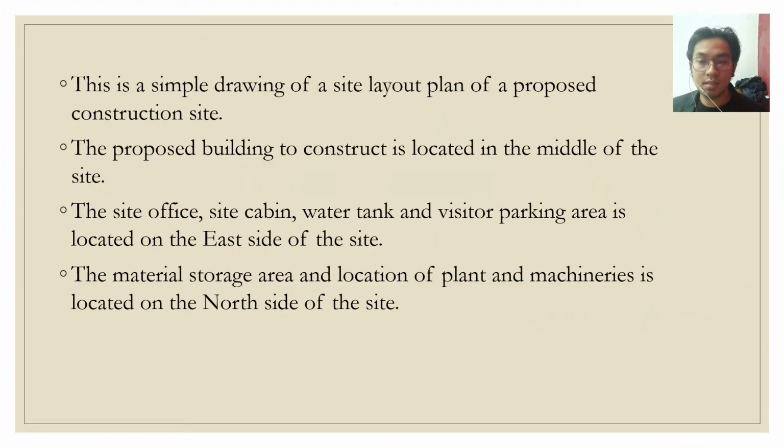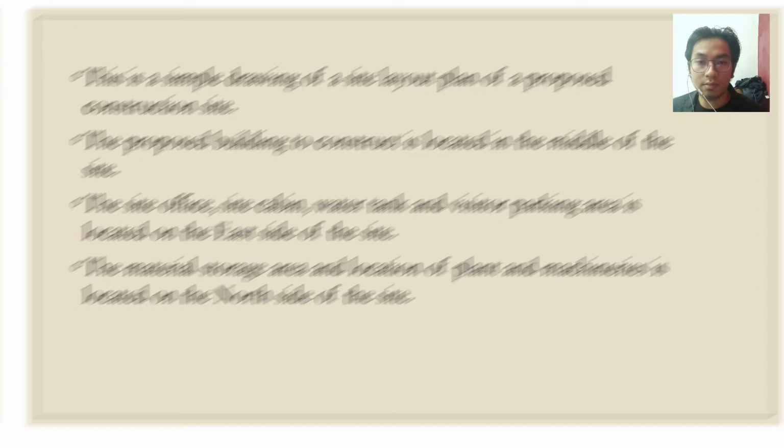Next, this is a simple drawing of a site layout plan of a proposed construction site. The proposed building to construct is located in the middle of the site. The site office, site cabin, water tank, and visitor parking area are located on the east side of the site. The material storage area and location of plant and machineries are located on the north side of the site.